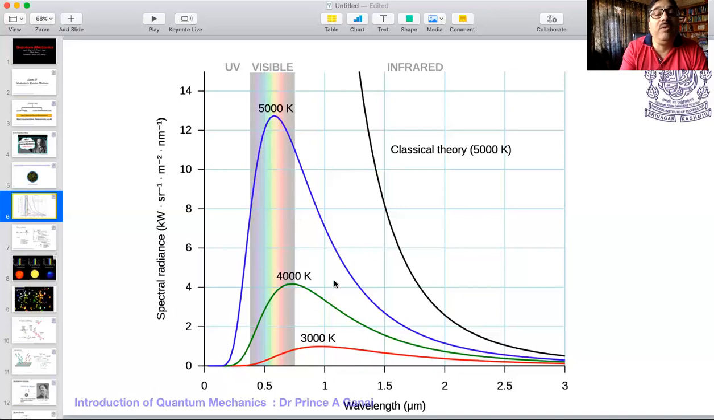These curves cannot be explained by the known classical theories. At that time, the thermodynamics that we knew could not explain this curve. And this remained a puzzle in physics. It's called the black body radiation puzzle.